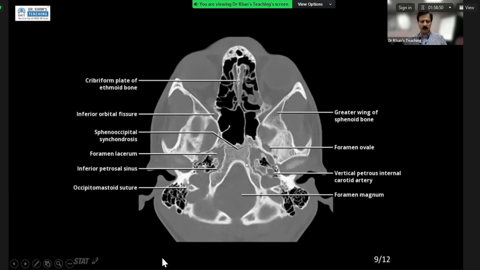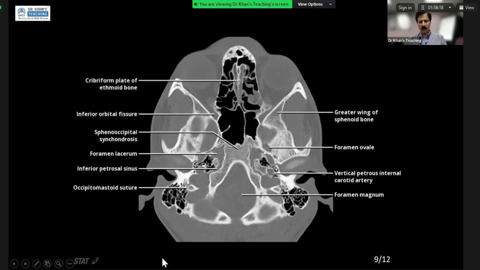Here, more of the clivus is visible. Anteriorly, we can see sphenoid sinuses. The petrous apex is just finishing from view. Anteriorly, we have got another foramen, and this foramen is the inferior orbital fissure. So the globe is here, the ethmoid sinuses, sphenoid, the globe is here. This is the lateral wall of the orbit.